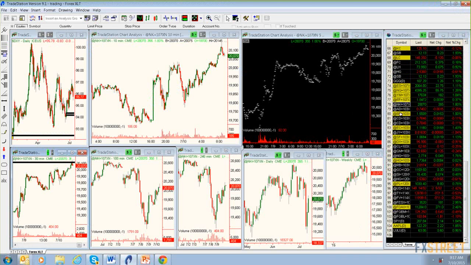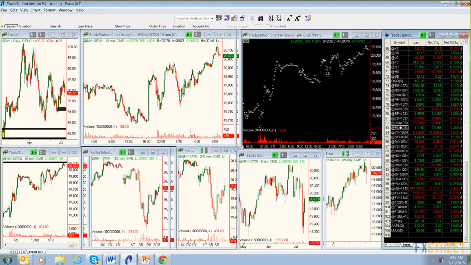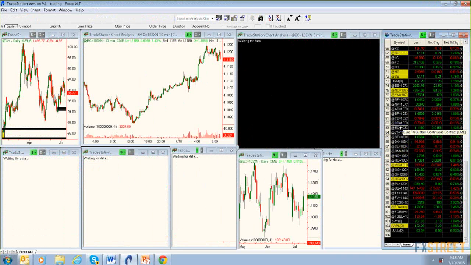Yeah, let's look at the euro. Let's first look at the euro futures, and you'll see the levels we talked about, I think, last time, and then we'll go to the euro spot and set up some new trades.